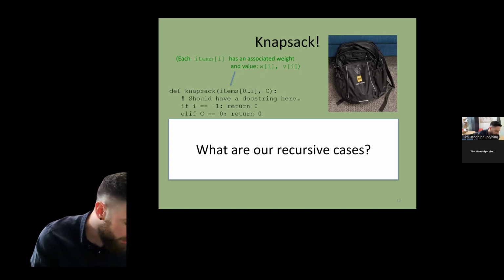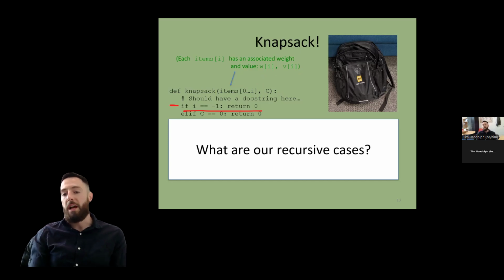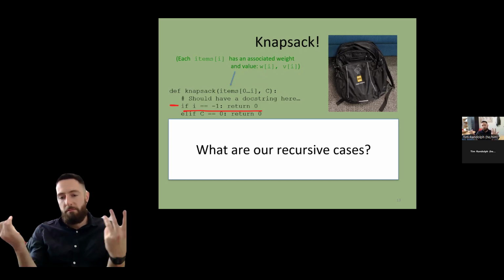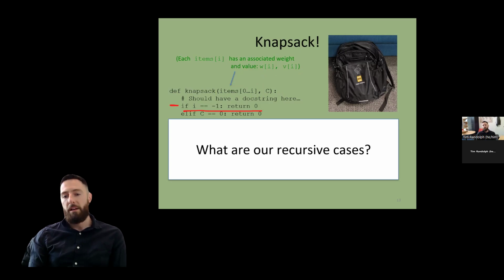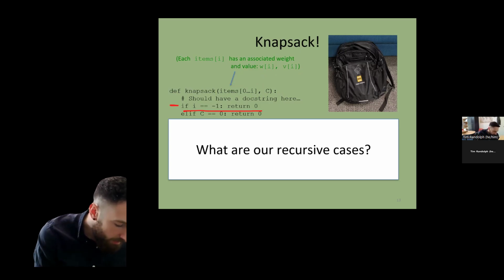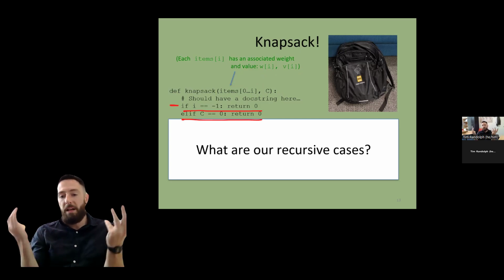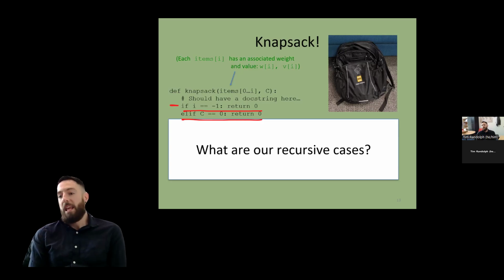I've given you the base cases. So this first base case says, hey, if I'm totally out of items, if I'm looking at a prefix of none of the items, then the best I can do is to put nothing in my bag, return a value of 0. Also, if I'm completely out of capacity, then I also want to return 0. If I've got no capacity left, then I can't fit anything else in my bag, even if I do have items left.